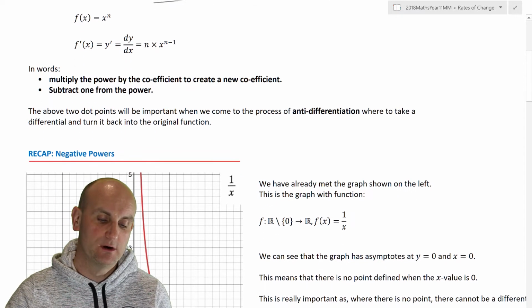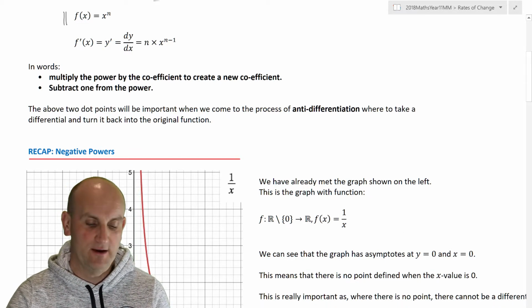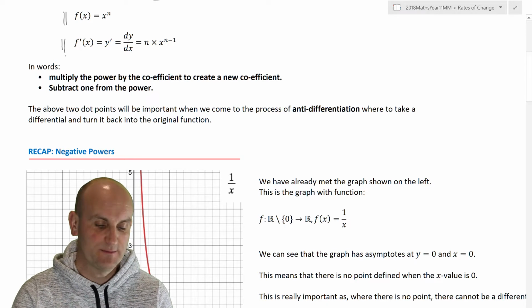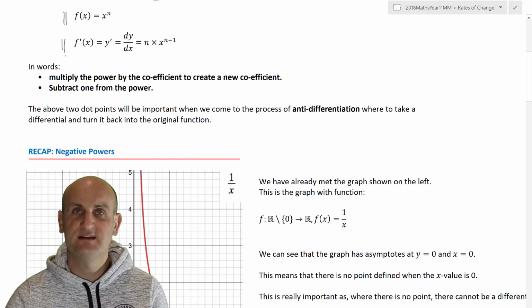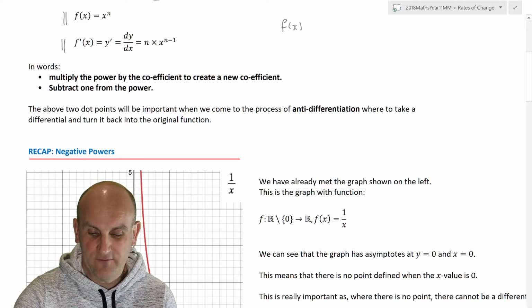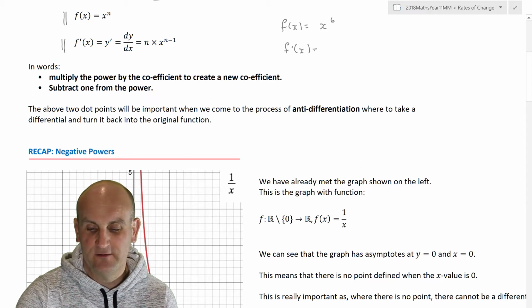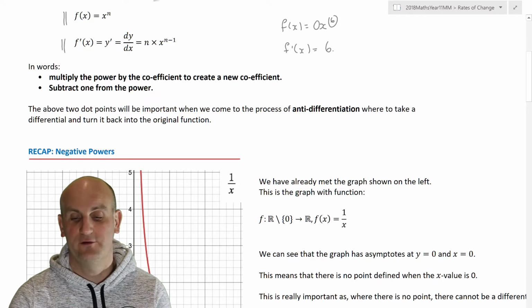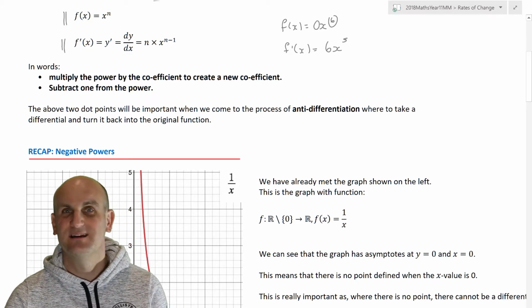We then came up with a shortcut that said, well, look, if I had a function in some form of x to the power of n, the shortcut that can be expressed as f dashed of x, y dashed, or dy by dx is given by n times x to the power of n minus 1. So, for example, if I had f of x equal to x to the power of 6, then I know that f dashed of x is equal to multiply the power by the coefficient, which is 6, not 0, x, and take 1 from the power. So that's 6x to the power of 5.